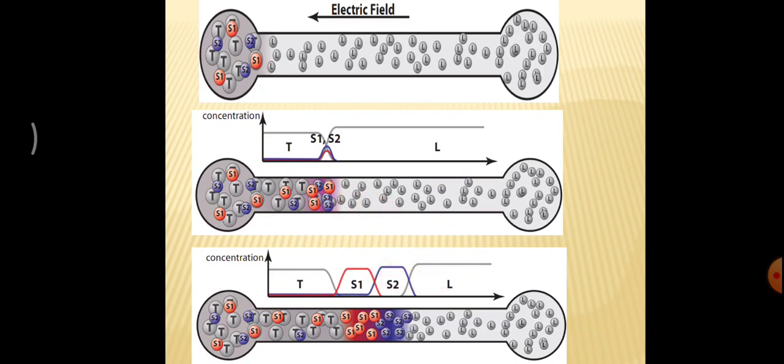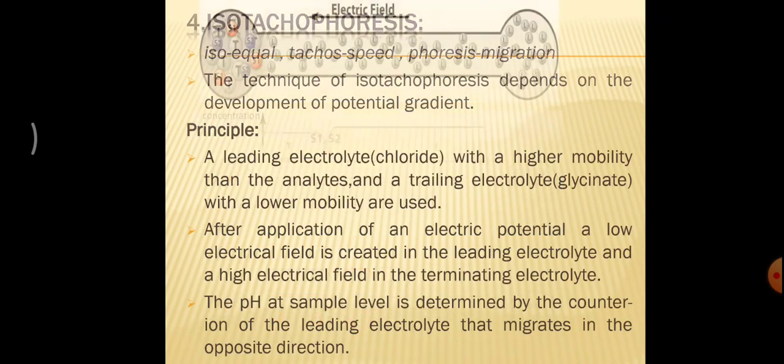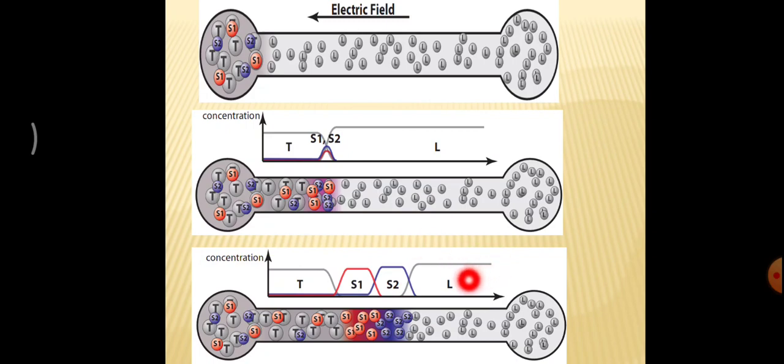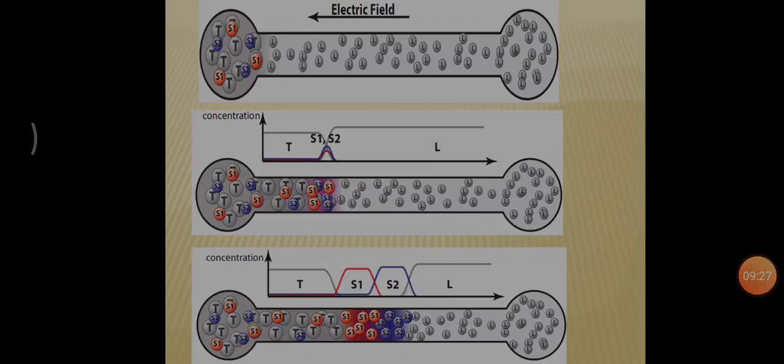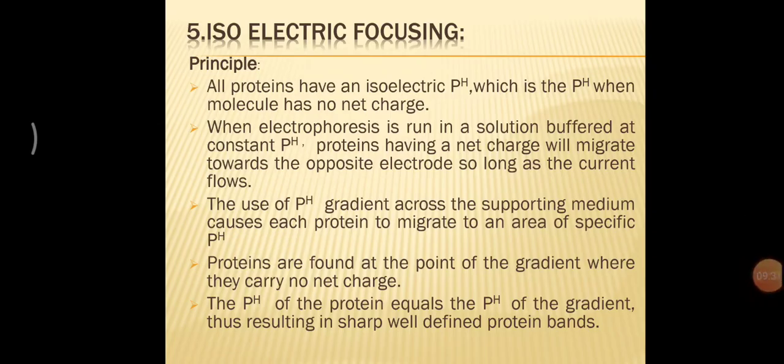You can see in the third diagram, they concentrate at an equilibrium concentration surrounded by sharp electrical field differences. As a result, they will separate as different sharp zones. So sharp different zones are separated, and these are the different unlike molecules. So it has been used in the separation of proteins. The next one we'll see is isoelectric focusing.